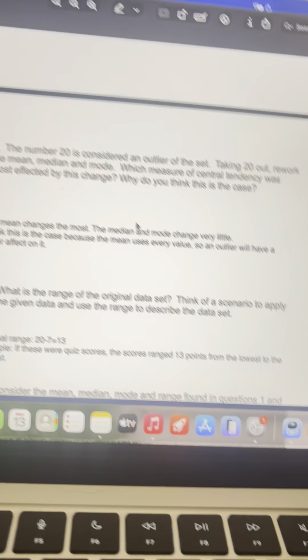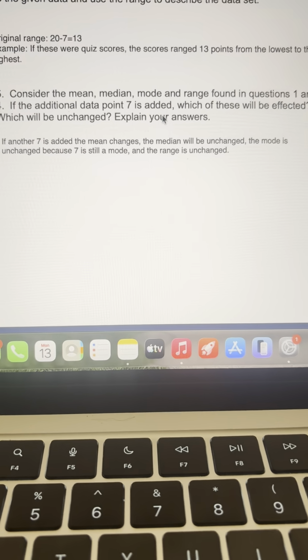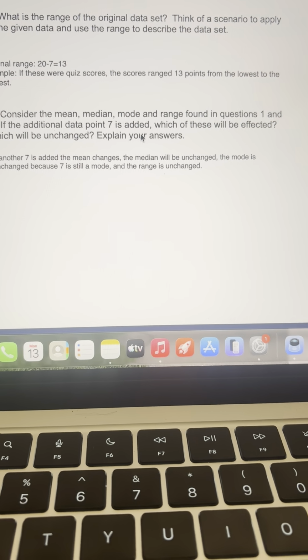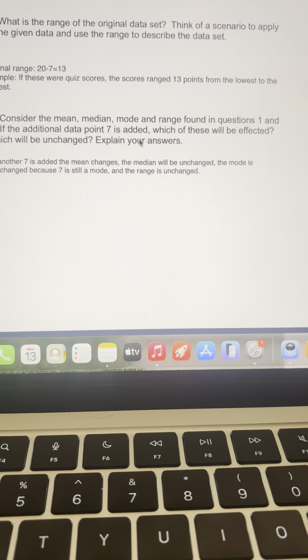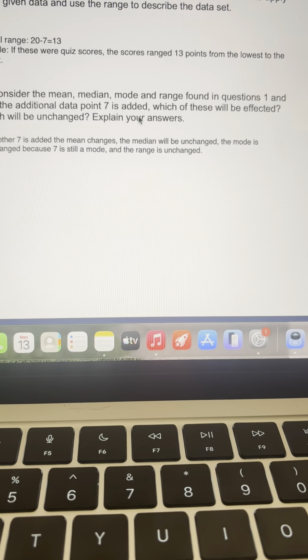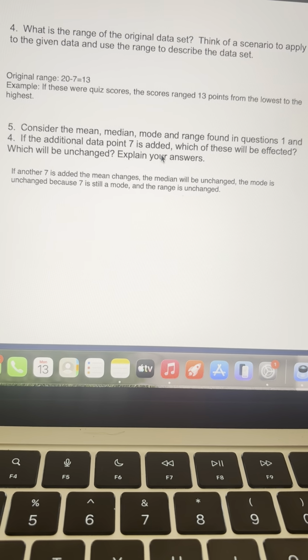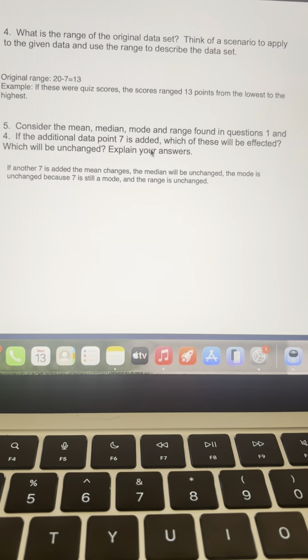And for number 4, the original range is 13. Number 5, consider the mean, median, mode, and range found in questions 1 and 4. So I think if another 7 is added, the mean changes, the median will be unchanged, and the mode will be unchanged as well, because 7 is still the mode, and the range stays unchanged.